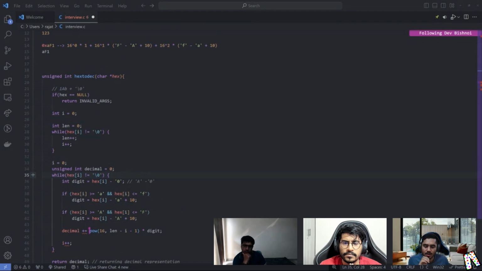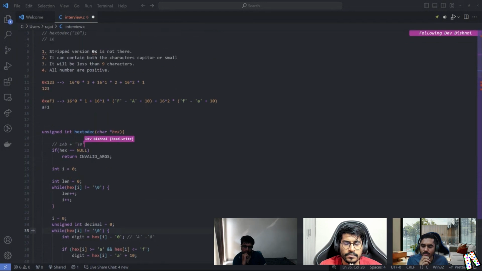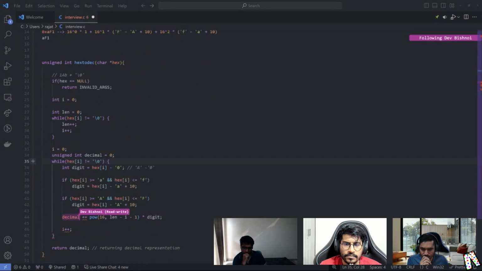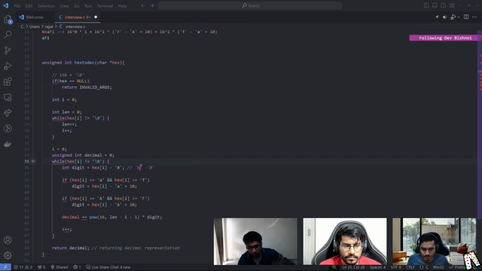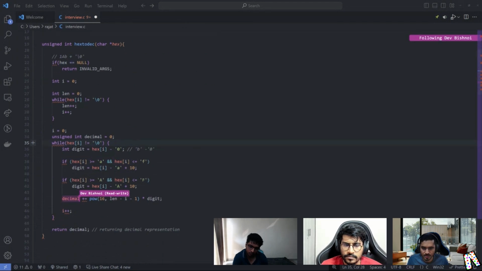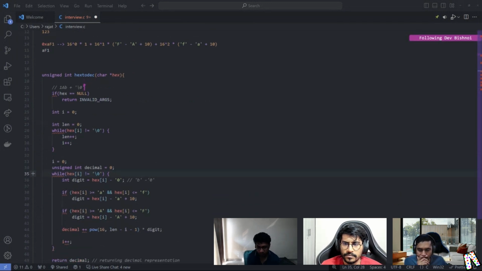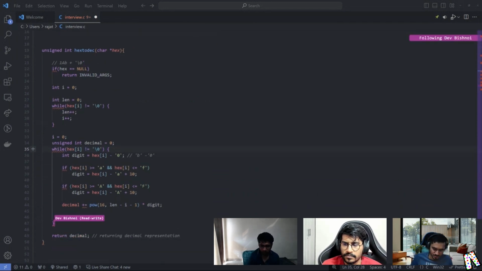Okay, why am I doing 16 to the power that? Okay, yeah, I need to do that. Okay, and then digit. So I have calculated the digit. Now in the next run, I'll have something like this, where this is B, and then this will be updated by this digit, and then I will be returning the decimal number after I reach this null character, right?